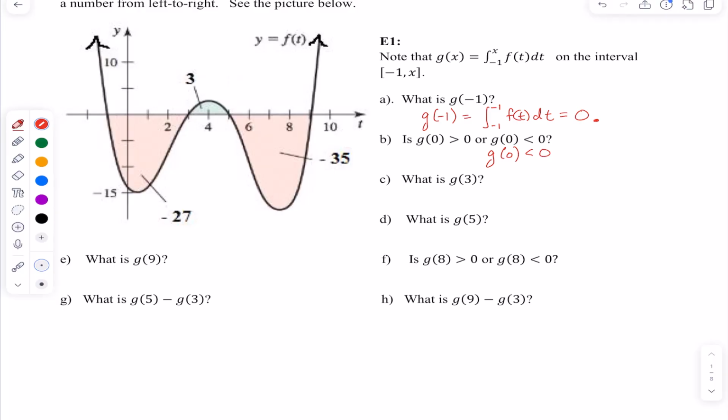What is g of 3? Once again, we're going to accumulate a number below the x-axis and between the function. So g of 3 starts from -1 all the way up to 3, and you have to shade between the x-axis and the function. Notice it is accumulating a negative quantity from left to right. And it even tells you what that quantity is. It's actually -27.